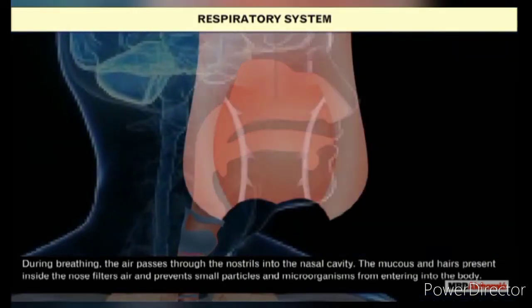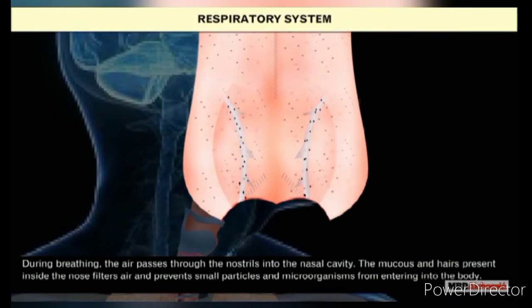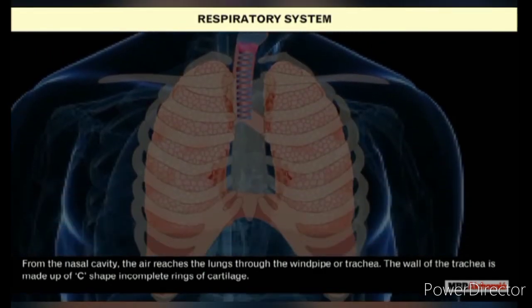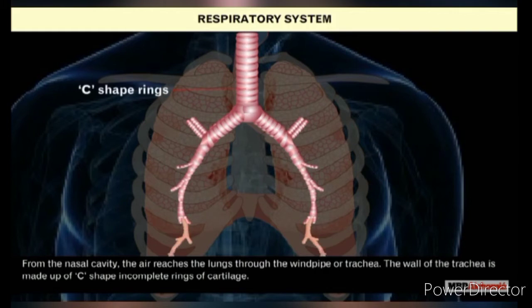During breathing, the air passes through the nostrils into the nasal cavity. The mucus and hairs present inside the nose filter air and prevent small particles and microorganisms from entering into the body. From the nasal cavity, the air reaches the lungs through the windpipe or trachea. The wall of the trachea is made up of C-shaped incomplete rings of cartilage.